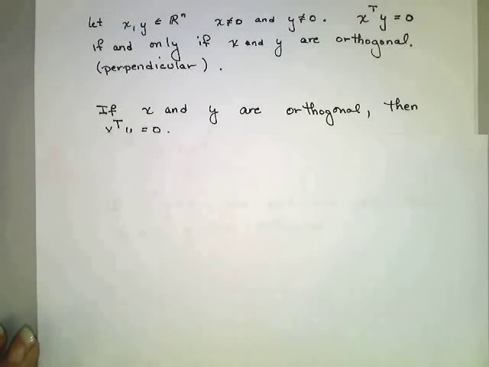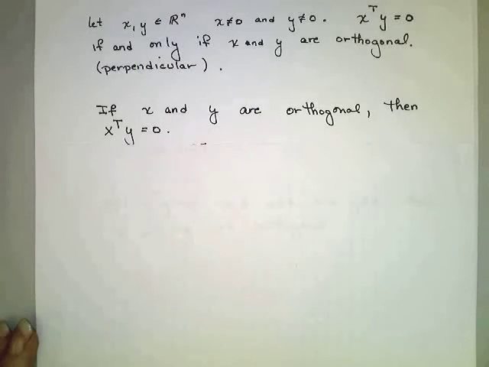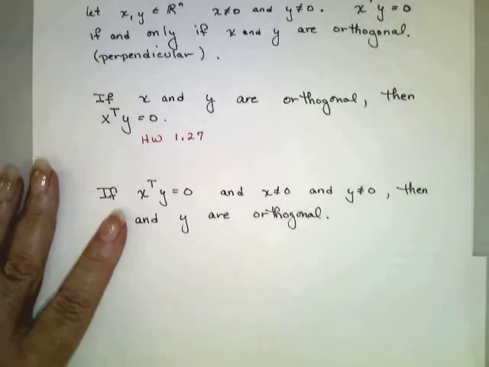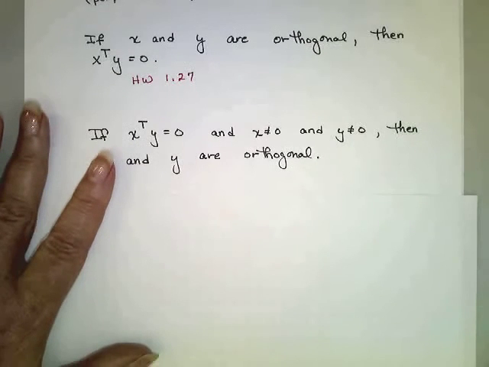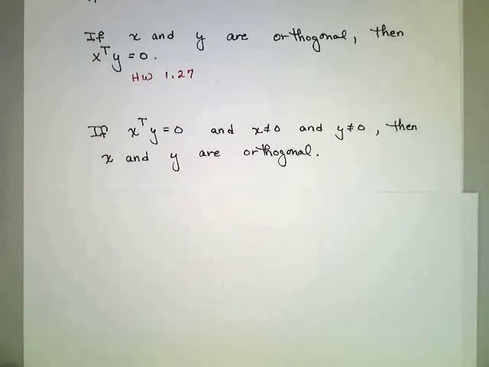First of all, I'm going to look at if x and y are orthogonal, is it true that x transpose y is equal to 0? And I already know the answer to this. It's always true because we looked at this in homework 1.27 and we proved that it was always true. Next question, though, is if x transpose y is equal to 0 and they both are non-zero, is it then true that x and y are orthogonal? In other words, perpendicular, or that they form a 90-degree angle?